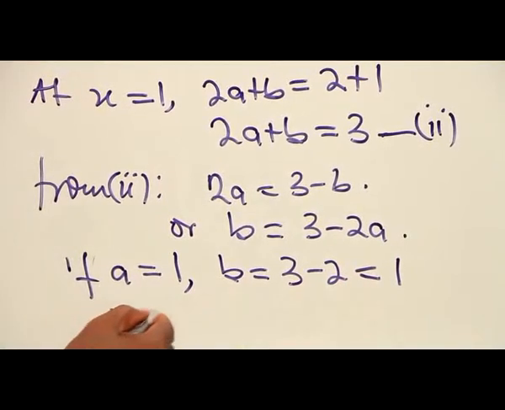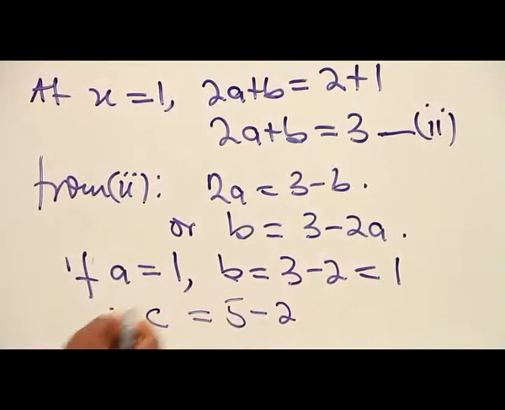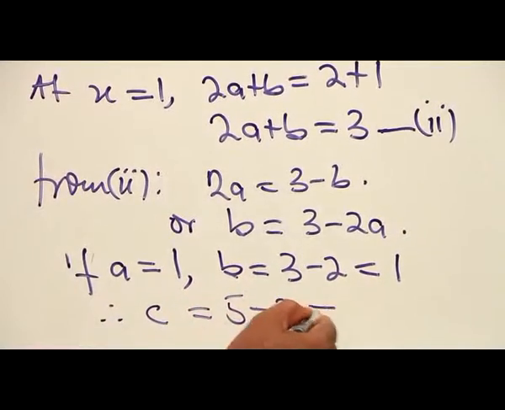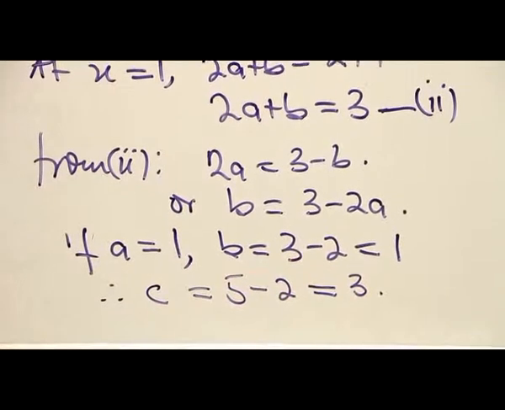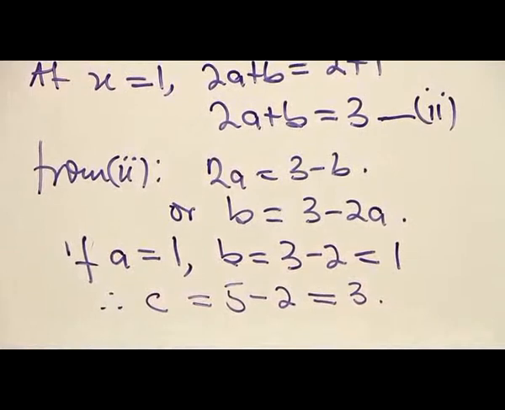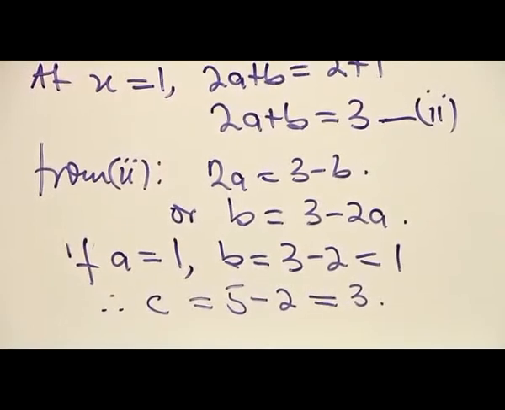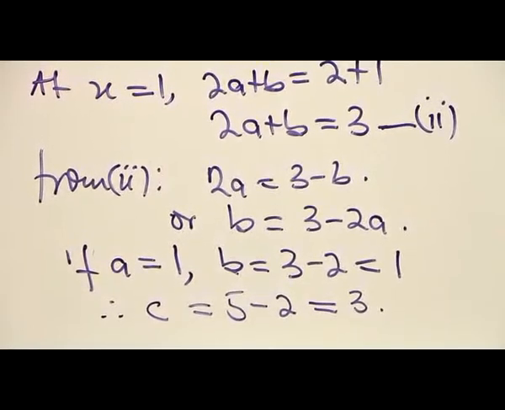Therefore, our c will be equal to 5 minus 2, because 1 plus 1 is 2, and that will be equal to 3. So the values of a, b, and c required of us are a equal to 1, b equal to 1, and c equal to 3.